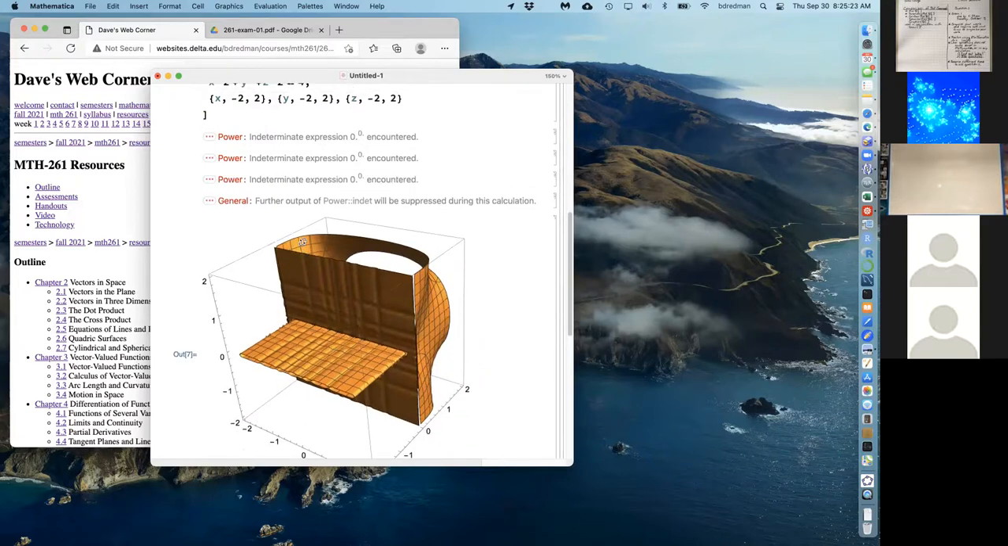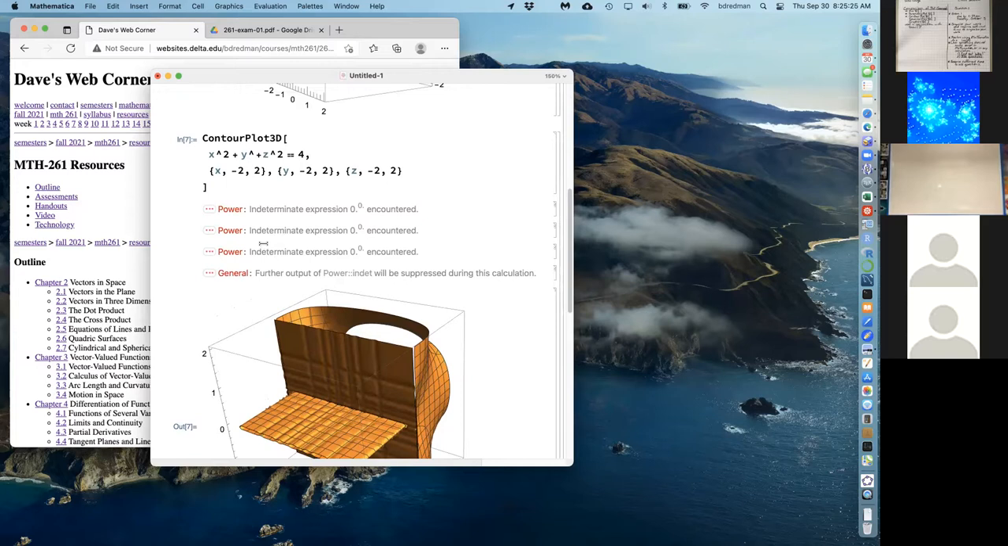Let's get rid of this picture. But all I know from these error messages is I made a mistake in a power somewhere. So I've got to go back and read x squared, y squared, z squared. Oops, not y squared. I did not make that error in order to illustrate this for you. I just made a typo.